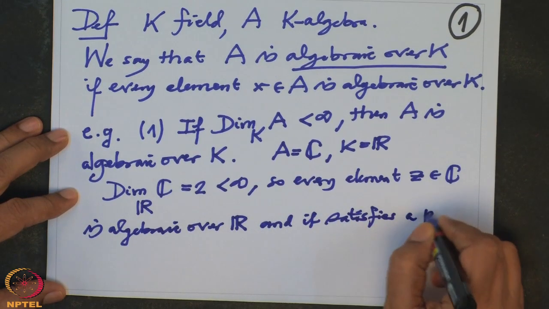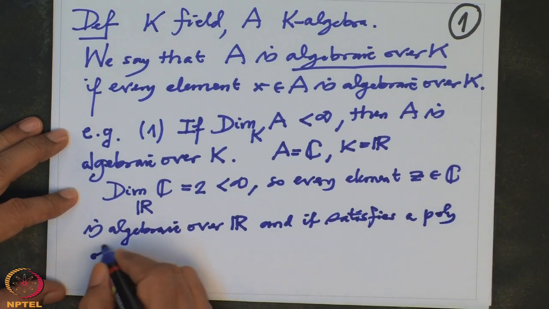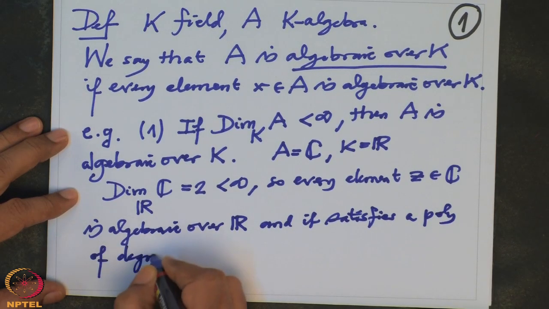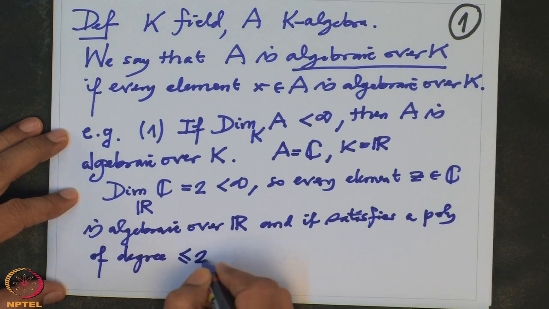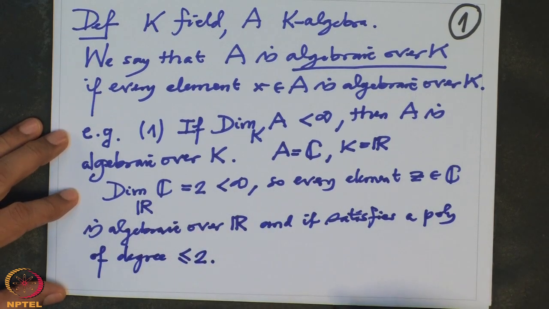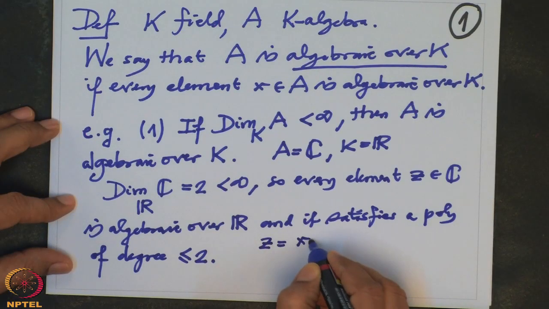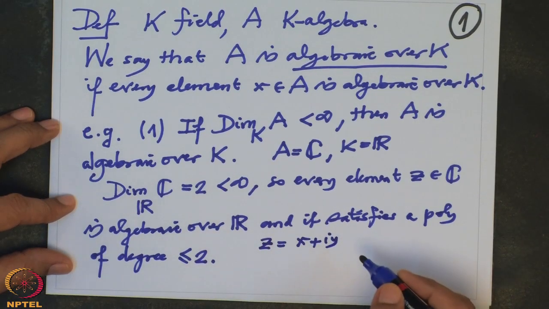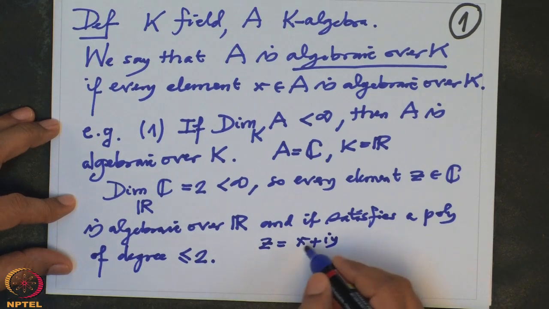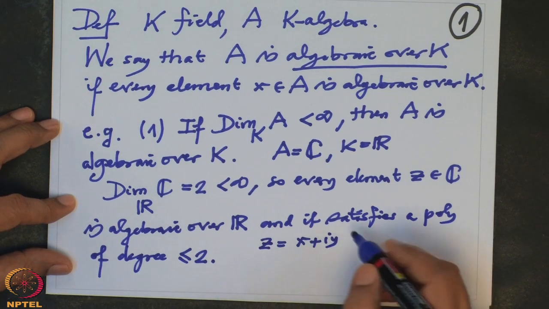a polynomial of degree less than or equal to 2, because the dimension is at most 2. The minimal polynomial will be bounded by the dimension of the bigger algebra. So therefore it is either a linear polynomial or a quadratic polynomial. So you know how to find that also. It is very easy to find. So suppose z is x plus iy, then you want to find the minimal polynomial of z.